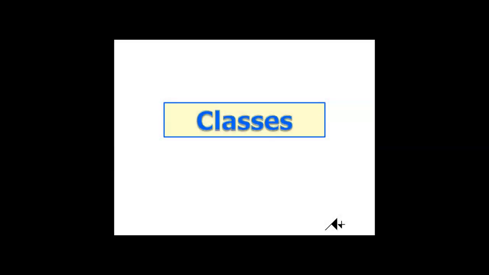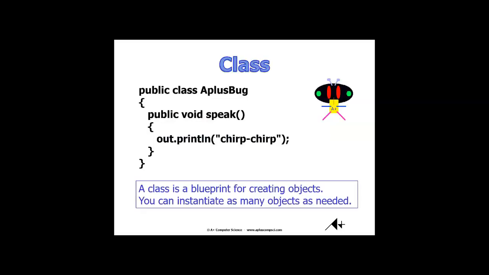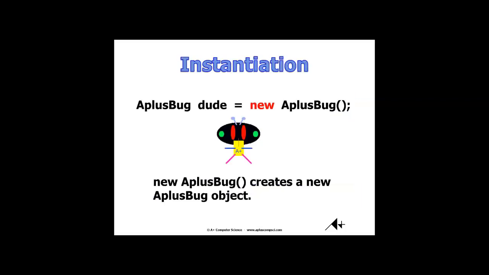The first component that you have to have in your Java program in order to use methods would be a class. So here we have an example of an A Plus Bug, which is a class. We've looked at classes before when we started off with print and println. Inside of A Plus Bug, we have one method called speak. It's a void method. It doesn't return anything, which we'll talk about here in just a little bit. It's public, meaning you can use it anywhere. Inside the speak method, we have one println that prints out chirp chirp.